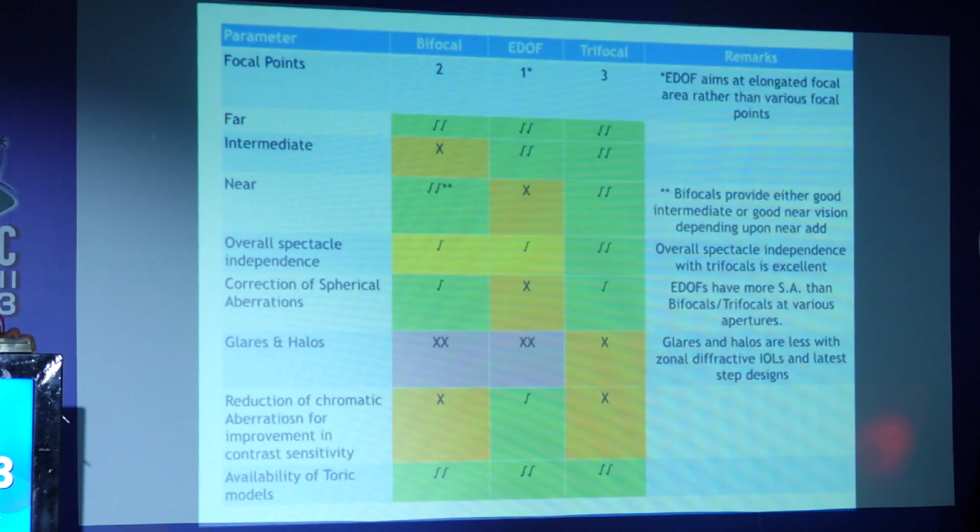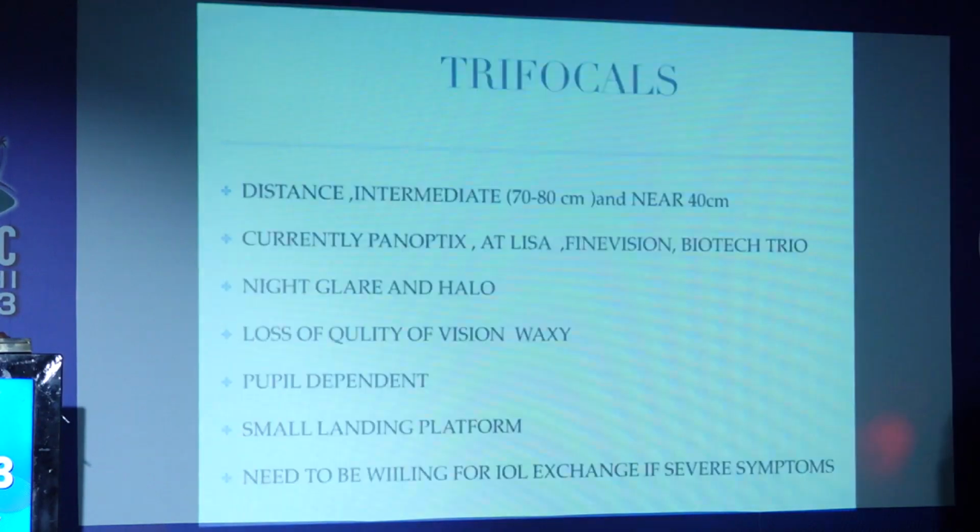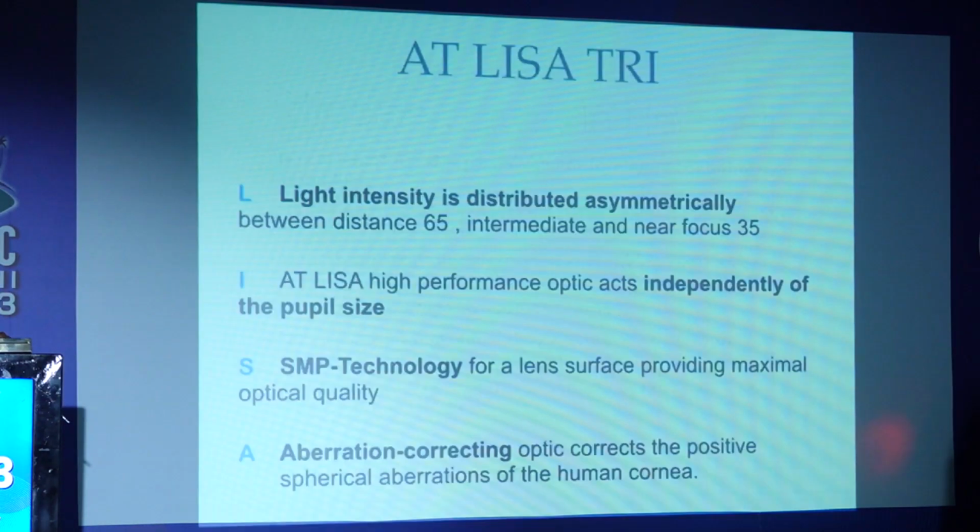A quick word about the lenses available in the world market. It basically boils down to bifocals, EDOFs, and trifocals, and each one of them has its own merits and demerits. But between the bifocal and the trifocal, we have almost shifted to trifocals for two great reasons, and specifically with the Athlesia, the kind of light distribution that they have, 65% for distance and 35% for near. I think that gives great distance, intermediate and near vision to all these patients.